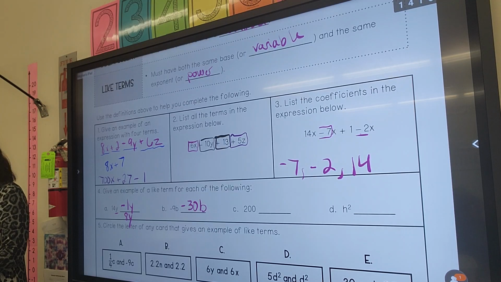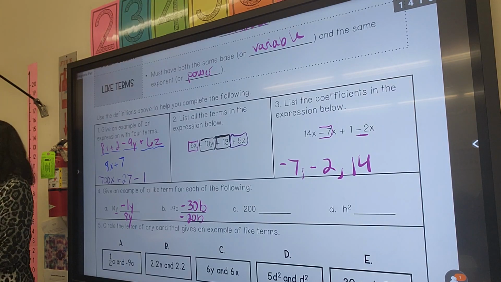Negative 20b. Okay, now for C, we have the number 200, and that's a constant. So, what's a like term for that?